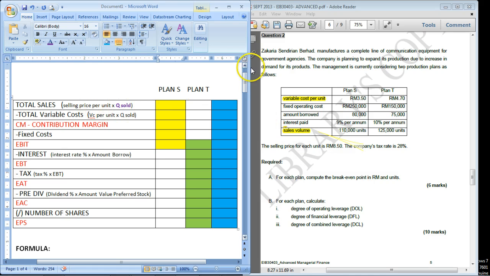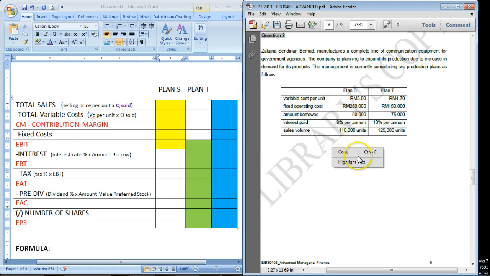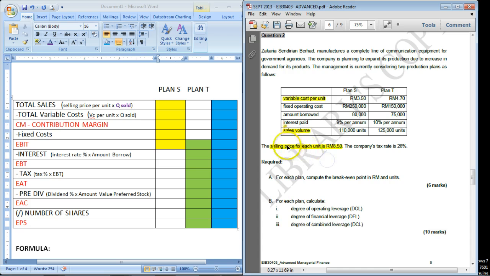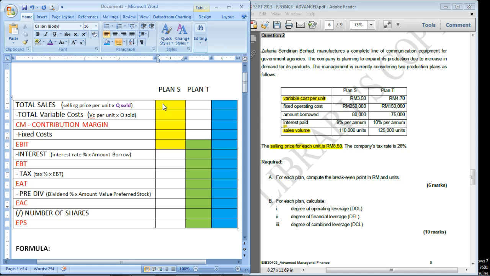Now we try to do it. Selling price per unit, where can you get the selling price? You see, selling price per unit is 850. So this is 850 times what is your sales volume just now? Quantity sold, 110,000.